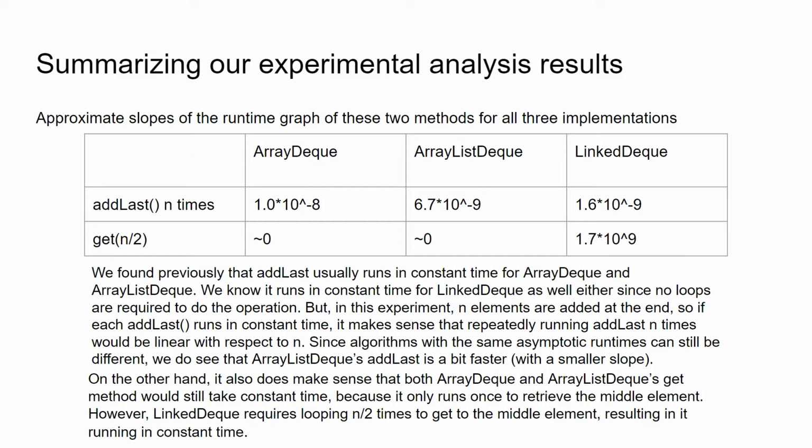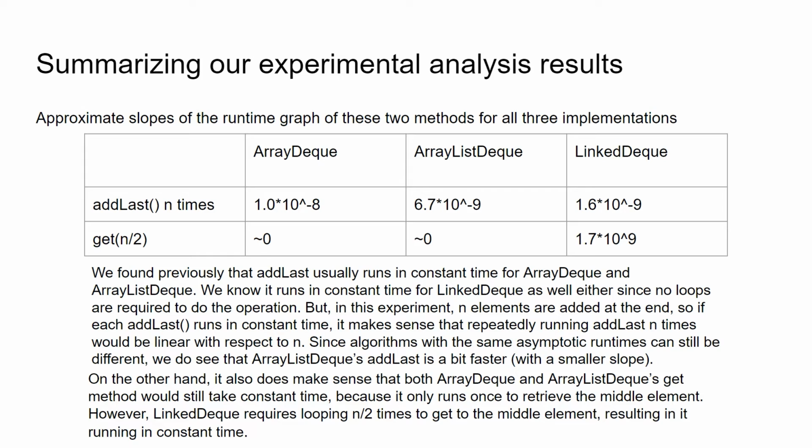And for LinkedDeque, because we know that add last is also constant because you're simply rearranging the pointers in the nodes, it does make sense that that would also have a pretty much constant slope too. So we see that calling add last n times for these three classes is giving us a very small slope, but ArrayListDeque's add last does perform a bit better than ArrayDeque and LinkedDeque.